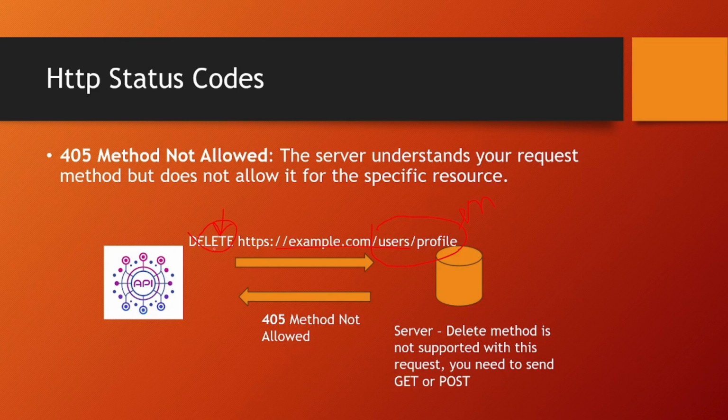So what I'm trying to do here is send a DELETE request with the user's profile, but in the code it supports only the GET method and POST method. So it doesn't support the DELETE method with this particular URI, this particular endpoint. When the server receives that request, it will see that it understands the method, but doesn't support it. I don't support the DELETE method with this particular URL.